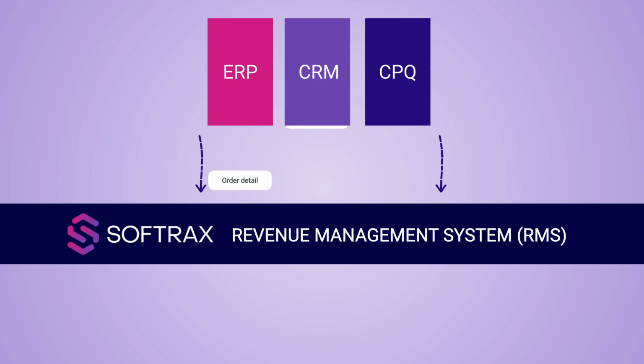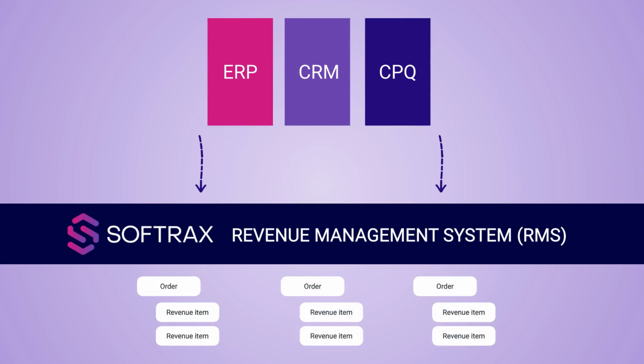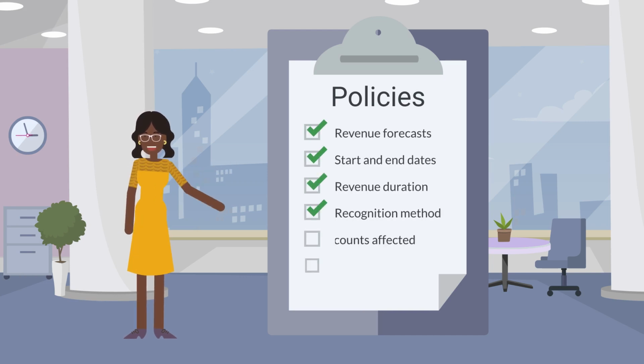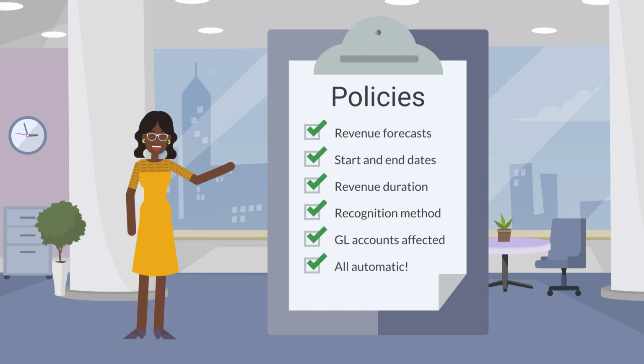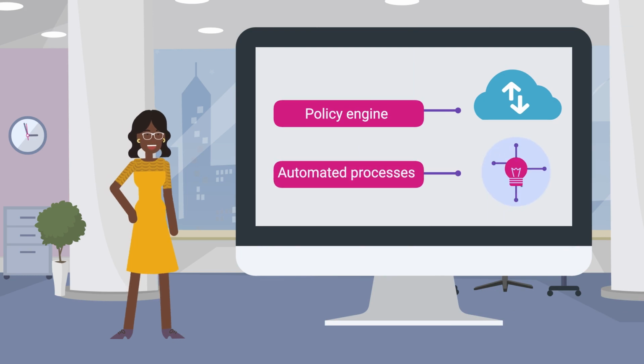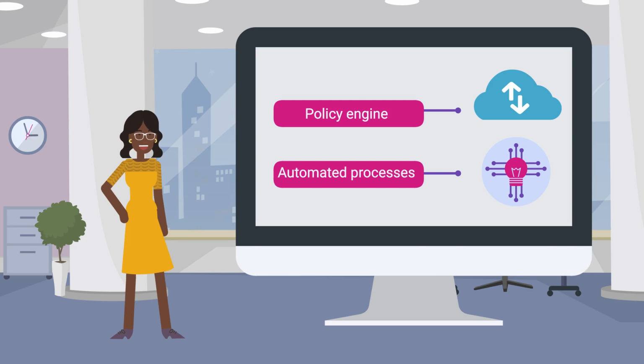The Softrax RMS imports line item data from your source systems and creates the appropriate performance obligations, also known as revenue items in RMS. You configure policies or rules for different types of contracts, customers, or products. These policies determine how revenue should be recognized and which general ledger accounts are impacted. You only have to set up your policies once. And then, the powerful and proprietary policy engine in RMS automatically creates revenue forecasts and assigns accounts based on your rules.